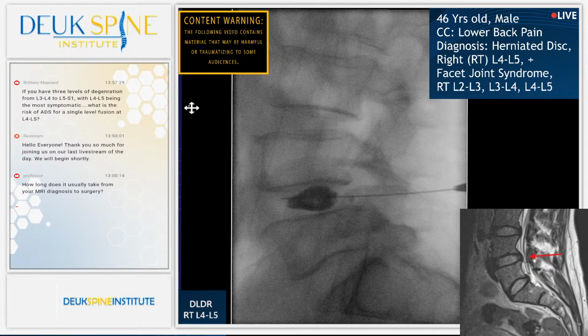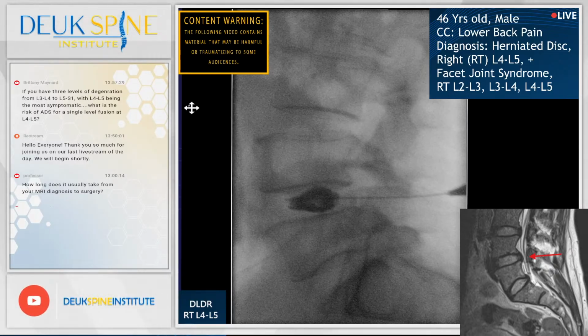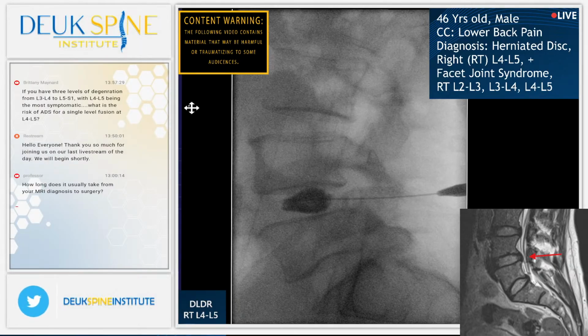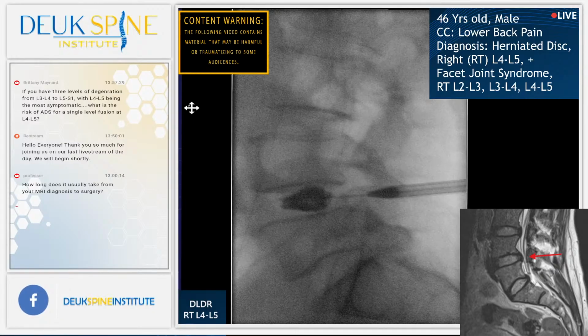It's very high. I would say probably 95% adjacent segment disease. So what Brittany's saying is, I've got 3 bad discs. They're probably all causing symptoms, but my surgeon only wants to fix 1. And what's the chance I'm going to need the other ones fixed? I would say 95% chance you're going to be back for more surgery. Do not do a fusion, Brittany. The best treatment you can do is what you're watching right now.